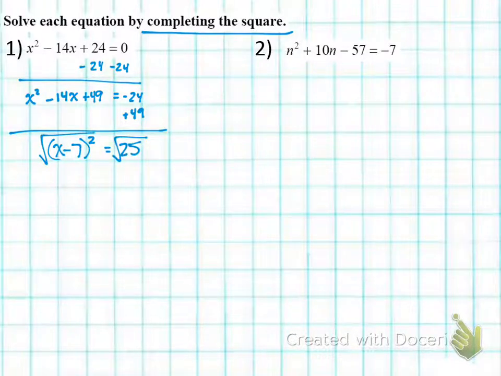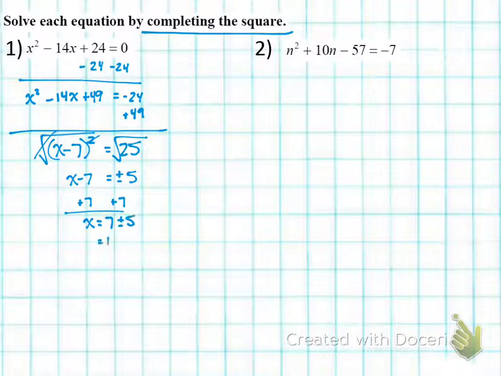Since this left side's already a perfect square, we're going to take a square root of both sides. When we do that, those cancel out. So x minus 7 is going to equal positive and negative 5. Add 7 to both sides. We get x is equal to 7 plus and minus 5. So 7 plus 5 I can still simplify as 12, and 7 minus 5 is 2. And that's my answer. Does that make sense so far?